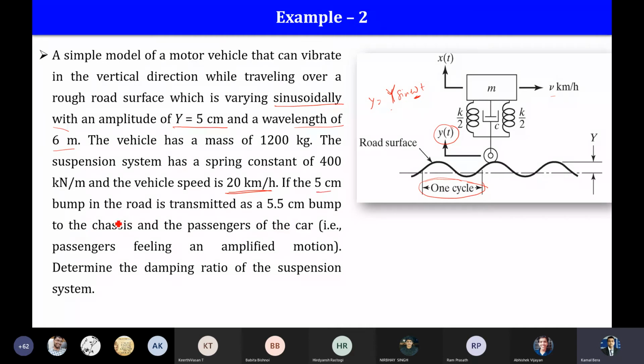So the 5 centimeter bump in the road is transmitted as a 5.5 centimeter bump to the chassis and the passenger of the car. That means the passenger is feeling an amplified motion. The statement is actually saying that there is a magnification. So determine the damping ratio of the suspension system. This is a problem of displacement transmissibility. The first thing you have to find out is omega, the forcing frequency. Once you find it, just put everything in the transmissibility equation and you get it.